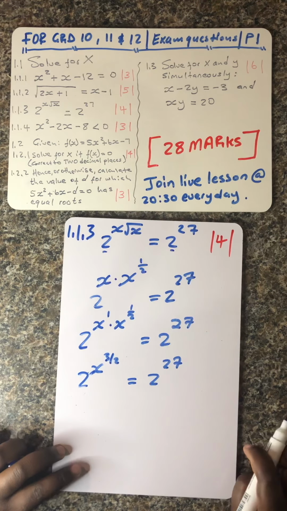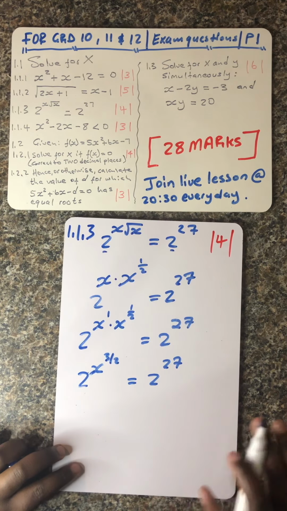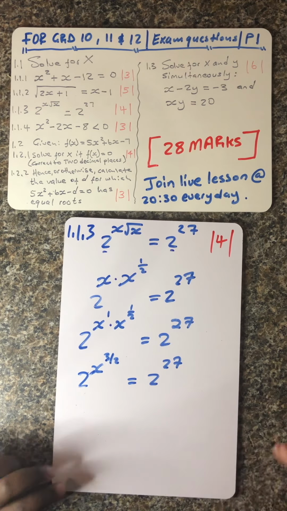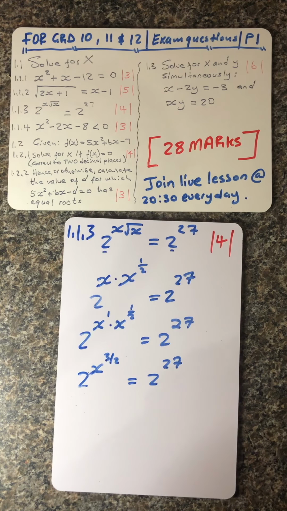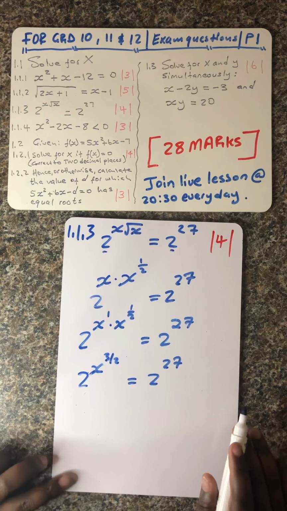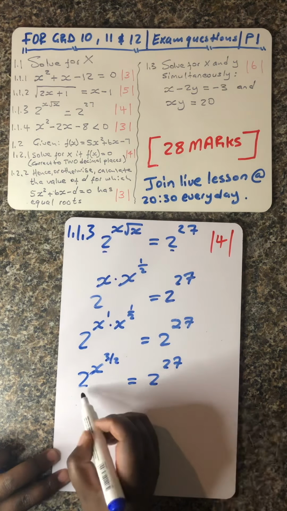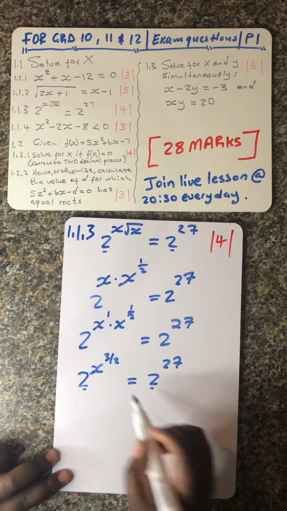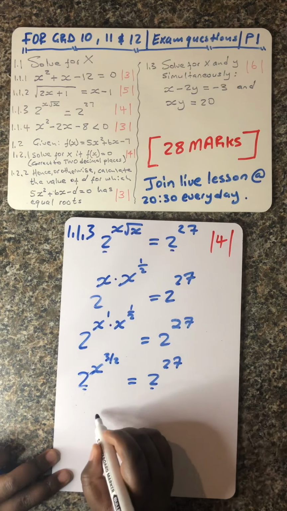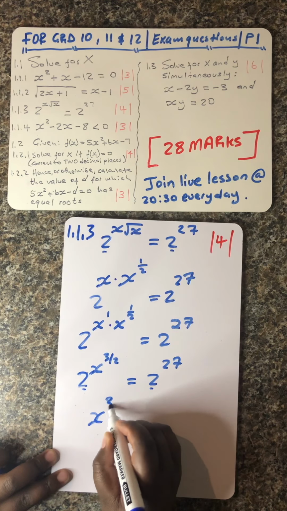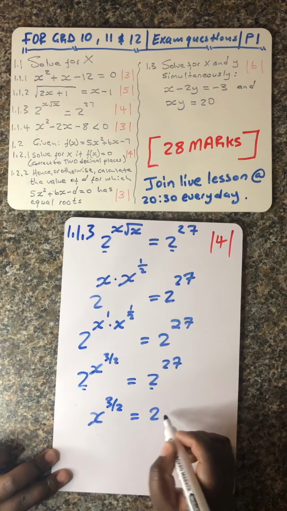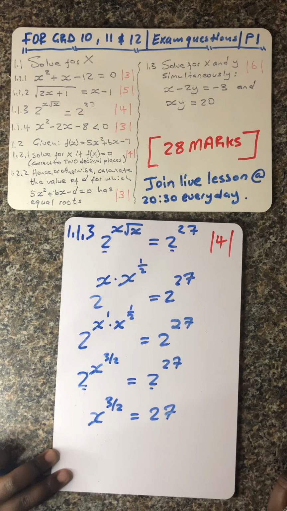So guys, I hope you do understand what I'm doing here. Otherwise, if you don't understand, I would encourage you to watch the lesson that I've done today at 1 o'clock. That's when you'll have a full understanding of exactly what I'm doing here. So guys, because the bases are the same, I can just drop them and focus on the exponents. So that means x to the exponent 3 over 2 is equal to 27. I hope you agree with me on that one.